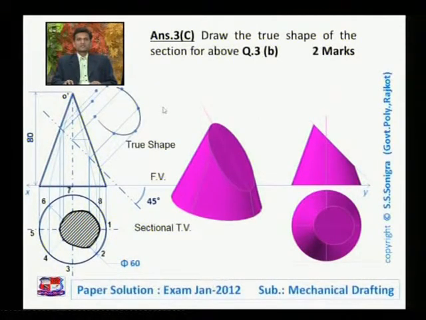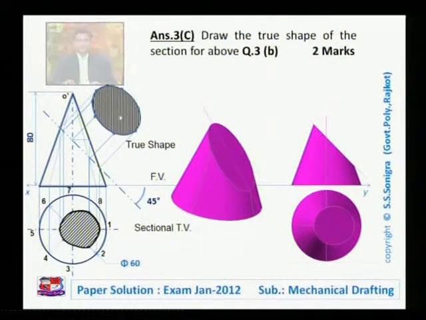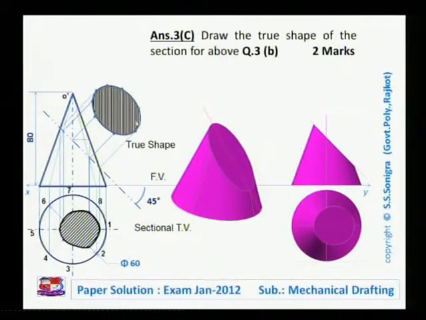So join all these points with a smooth curve like this. It will appear as an ellipse, and draw section lines like this. These are the section lines, and these section lines should be drawn such that this line makes an angle of 45 degrees with this inclined line. This inclined line makes an angle of 45 degrees with the XY line. Hence, these section lines drawn in the true shape will be either straight vertical lines or straight horizontal lines. So this is the true shape of the section.